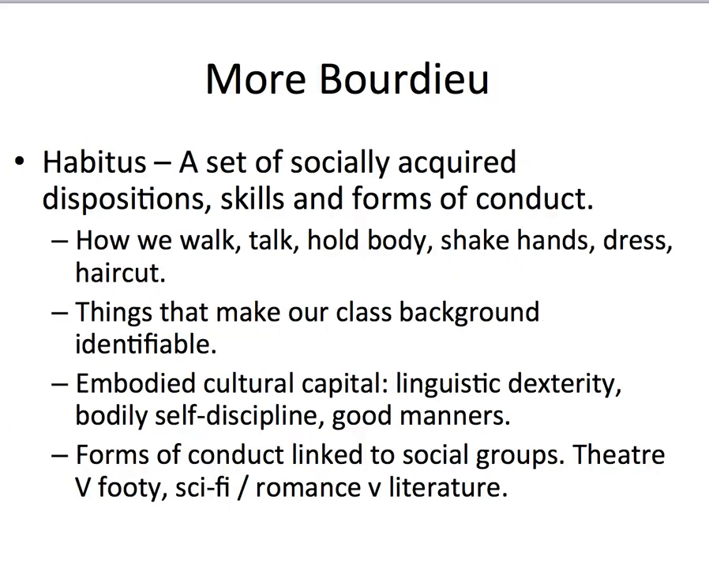Bourdieu's got other ideas that relate to this. One is habitus, which is basically the way you carry and hold yourself. So these capitals come together into the habitus in Bourdieu's theory. They're the things that make class background identifiable. So when you're walking down the street and you see someone, you sort of go, oh yeah, they're having it rough, or they're a bit on the top end. It's these ways and dispositions that inform that.